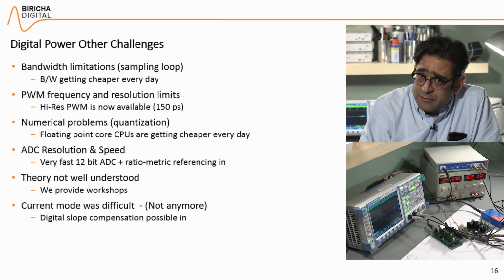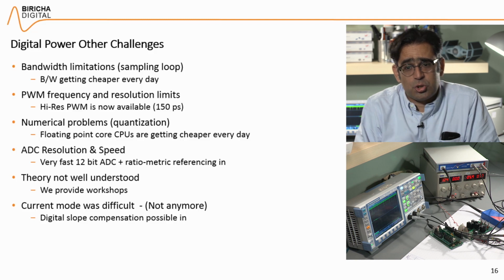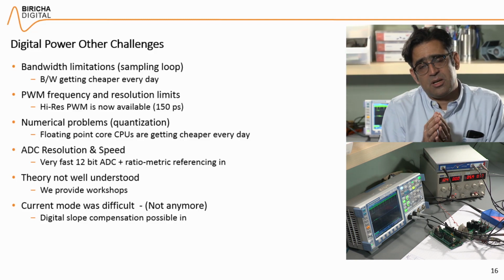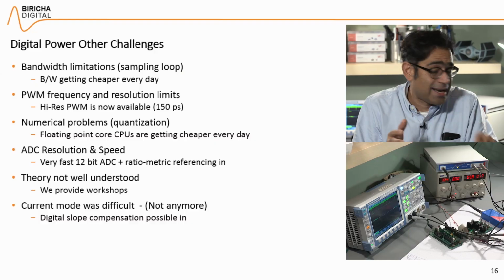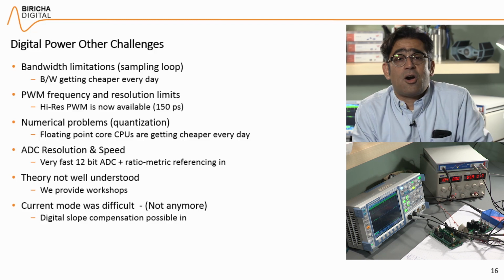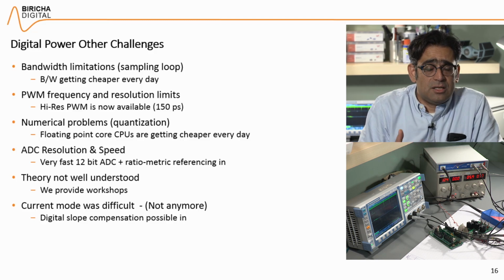Current mode used to be difficult, but it's not anymore. There is digital compensation. The problem with current mode was the slope compensation. In digital, it used to be difficult to generate the compensating ramp that you require in order to stop the current mode controller getting into subharmonic oscillations. But these days in silicon, you have a dedicated ramp generator which generates the slope compensation. So we can actually do current mode control quite easily nowadays in digital.